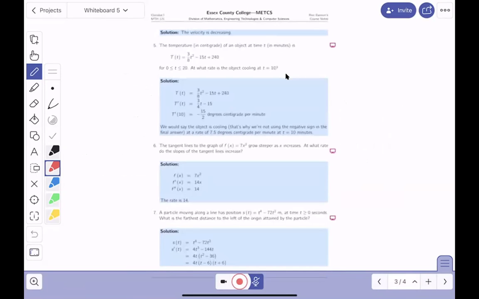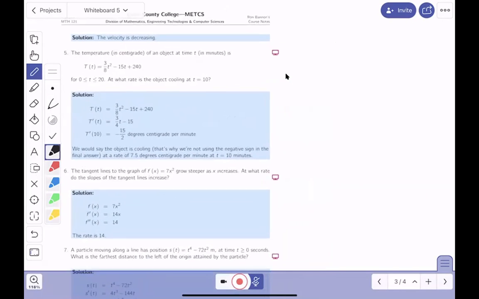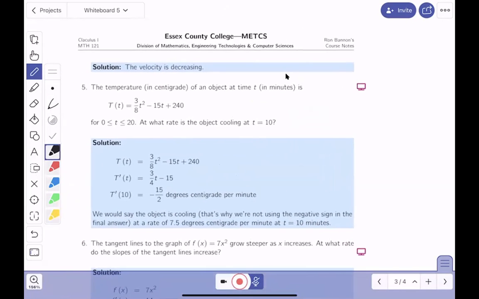Okay, let's keep going. Oh boy, this is a temperature problem, right? The temperature T in centigrade of an object at time t in minutes is given by this. It says it's only valid between 0 and 20. At what rate is the object cooling at t equals 10? Well, you know what? I got to do some work now. So let me put the work down for you. And what's the work going to be? Well, I got to push this over here. I got to get the derivative.